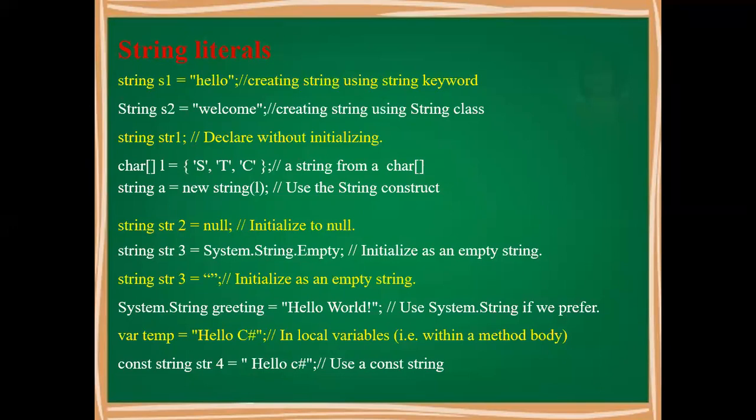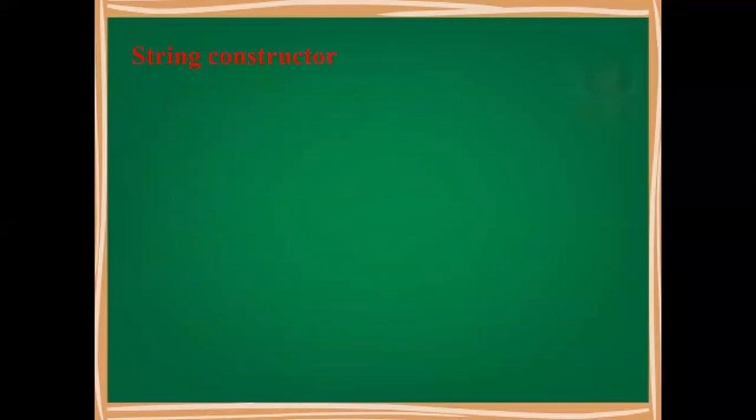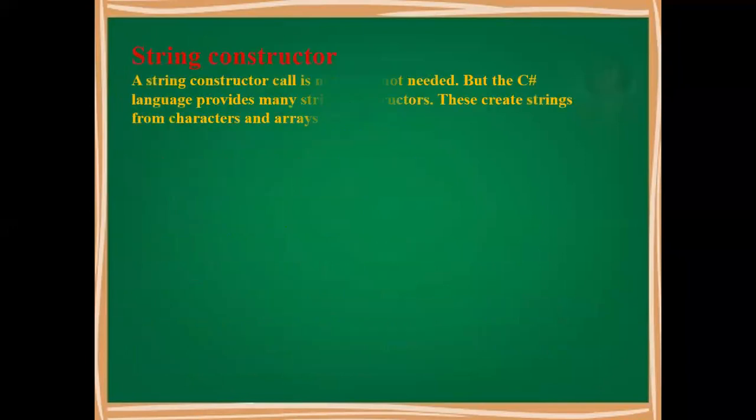So what is the constant keyword? It is for values that we are not willing to change frequently. So that is there. Now string constructor. A string constructor call is normally not needed, but the C# language provides many string constructors. These create strings from characters and arrays.